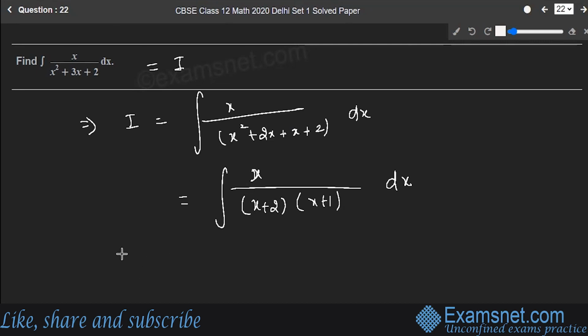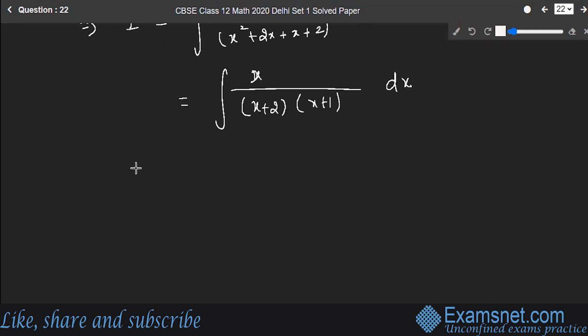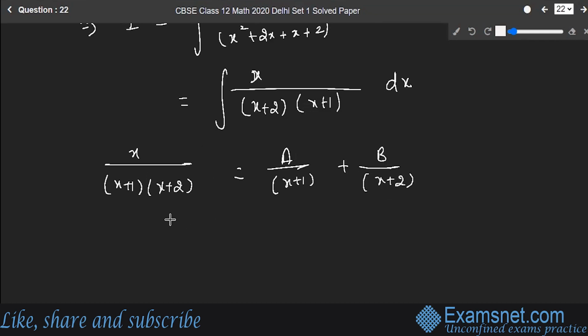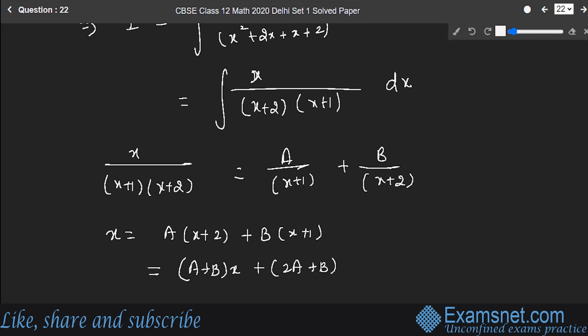Okay, now I'll be using the partial fractions. So x upon (x + 1)(x + 2) is equal to A upon (x + 1) plus B upon (x + 2). Or cancelling the denominator and solving that, this will give you x is equal to A into (x + 2) plus B into (x + 1). Or this will give you (A + B) x, I'm separating the x and the constant terms, plus (2A + B), this is equal to x.